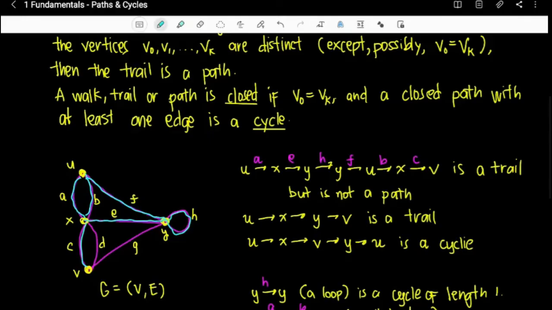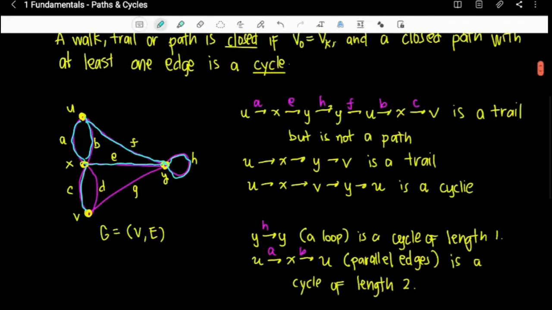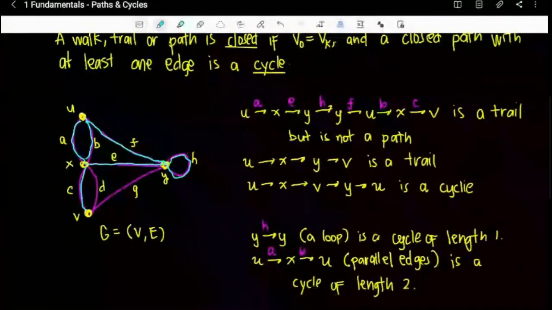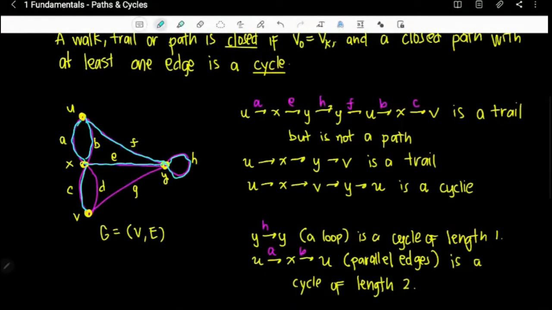But this is not a path. Why? Kasi umulit yung vertex U, umulit yung vertex Y, umulit yung vertex X. So, ang path, dapat pati vertices unique. For example, from U to V, a path could be U to X using A and then X to V using C. So, that's a path.